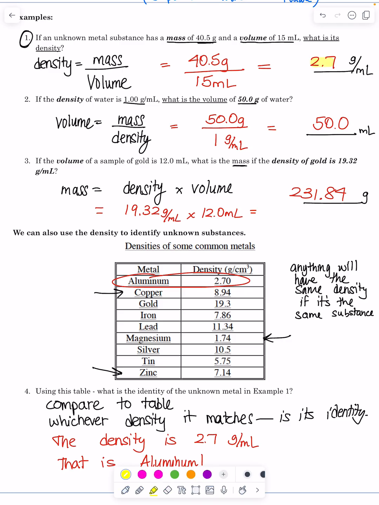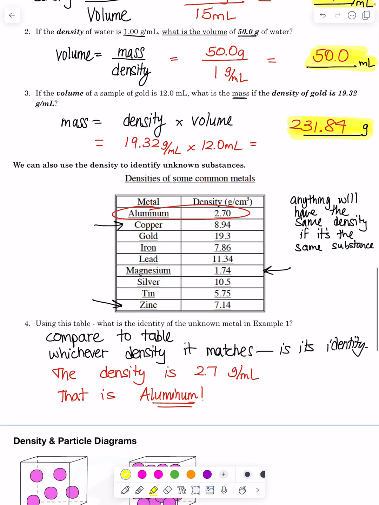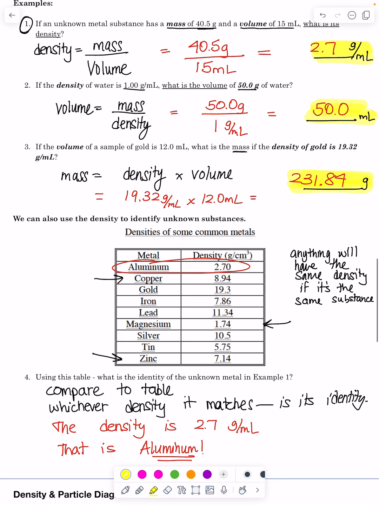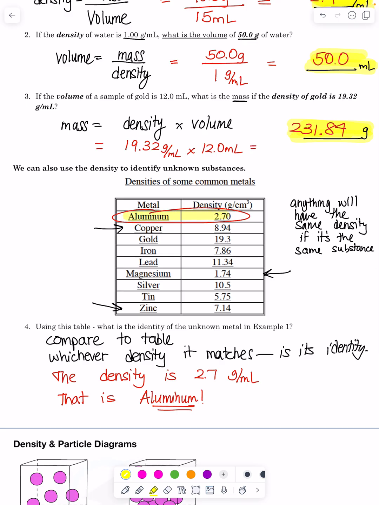For number 1, you should get 2.7 grams per milliliter as the density. For number 2, you should get 50 milliliters. Number 3, you should get 231.84 grams, and I showed my work in red. And then finally, for question 4, we compare the density of 2.7 to the table. That is aluminum. So this must be aluminum if it has the same exact density.